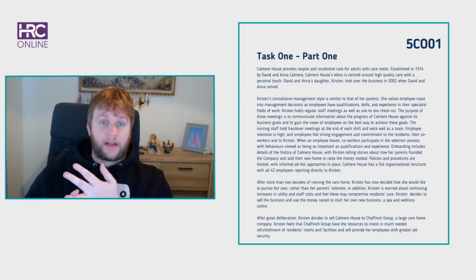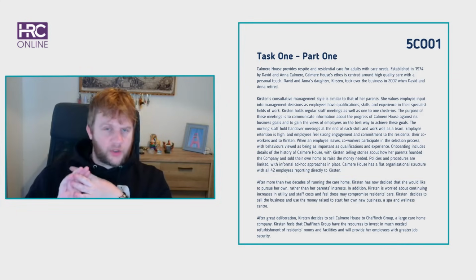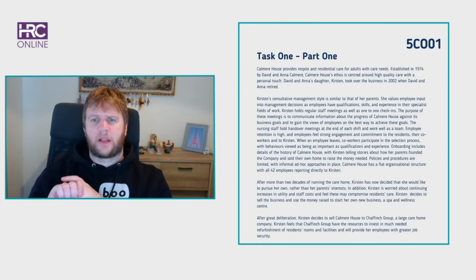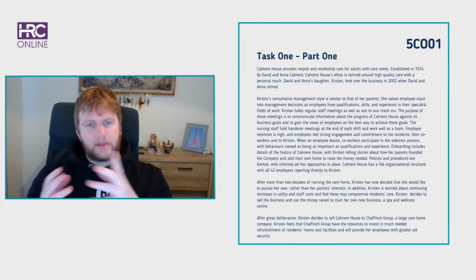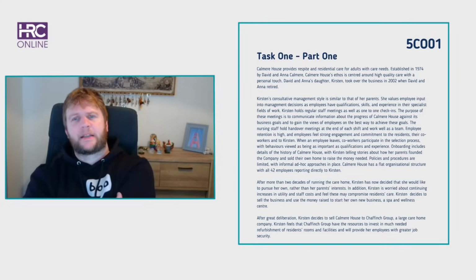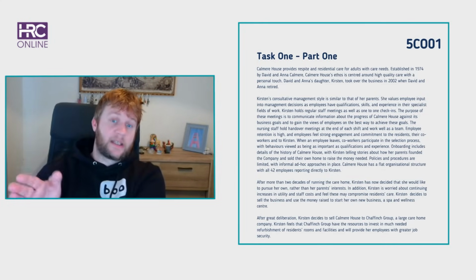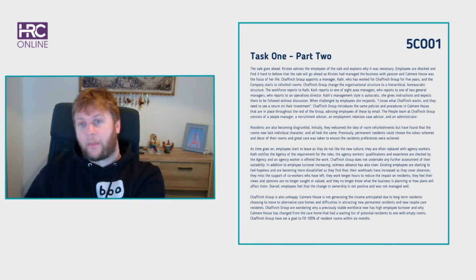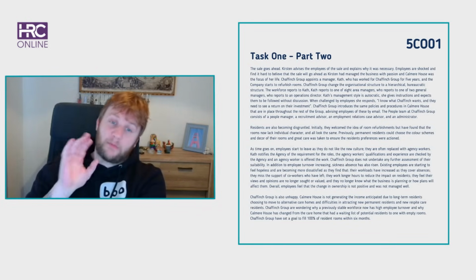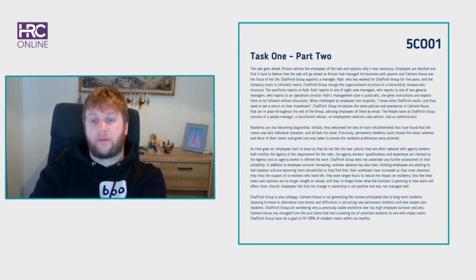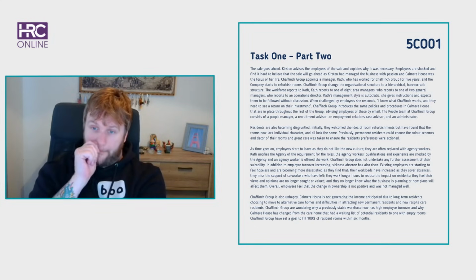Calmere House is bought out by Chaffinch Group. Chaffinch Group have been struggling since the integration, and some of the decisions seem to be struggling with a few bits and pieces. You're brought in to help. This is part one. Here's part two. Make sure you pause and read it fully so that you can fully get on board with what's going on.